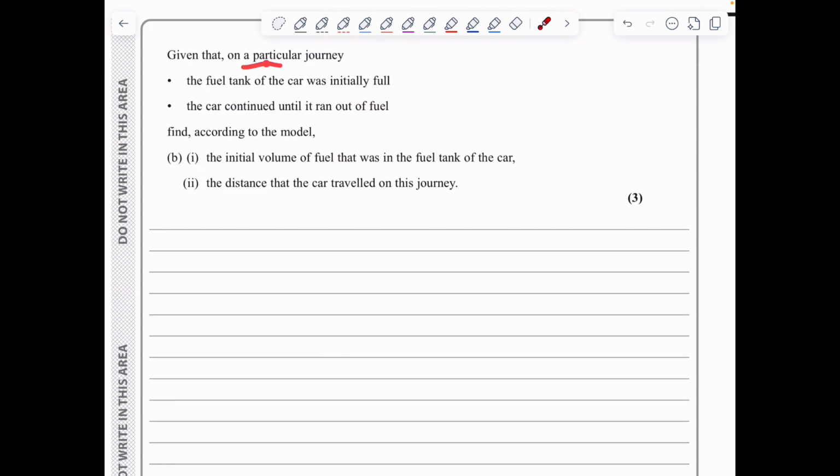Now, given that on a particular journey the fuel tank was initially full and the car continued until it ran out of fuel, we need to find, according to the model, the initial volume of fuel as well as the distance that the car traveled. So we've got the equation that links V with d here. For the first part, the initial volume is found by setting d to 0. This means that V is equal to 50, and I need to include the units here, so 50 liters.